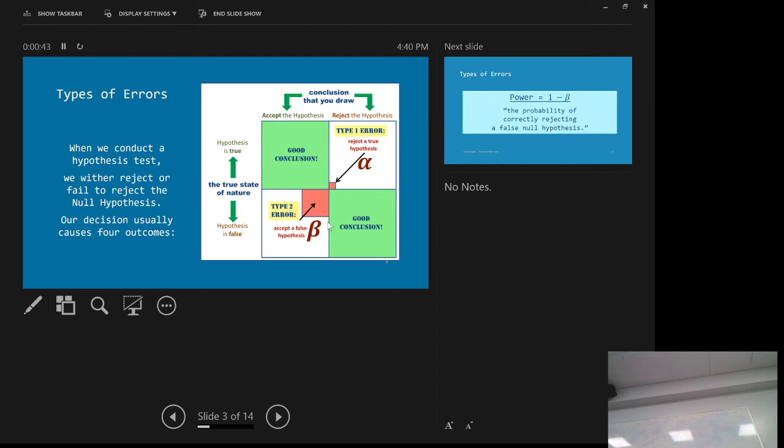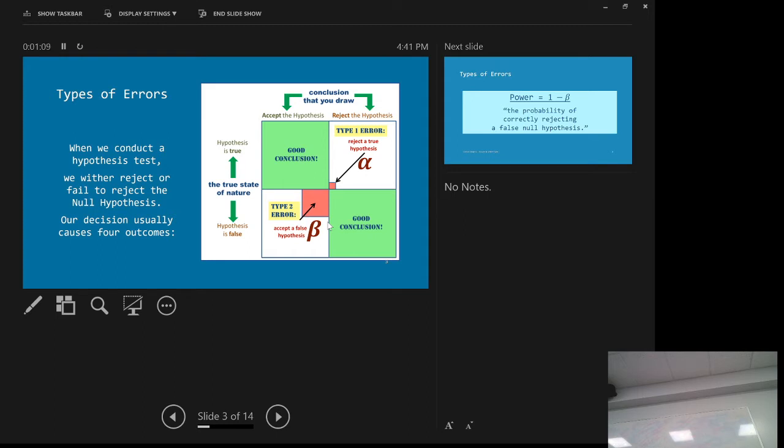So this is, I usually do it reverse, but here the true state of nature is on the side. So this is the thing we don't know, and we have a hypothesis. Now, this is talking about the null hypothesis here, because we always conduct our statistical test based on the null hypothesis. So either the null hypothesis is really true, and there's nothing going on, or the null hypothesis is false and there is an effect. And then when we run our test, we make some conclusion.